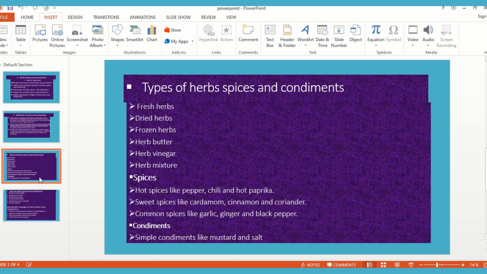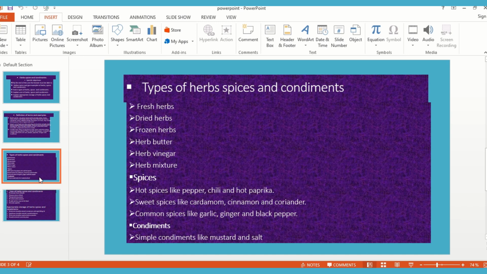We also have to look at the types of herbs, spices, and condiments. In herbs, we have the fresh herbs. We also have the dried herbs. Also the frozen herbs. We have the herb butter, the herb vinegar. We also have the herb mixtures.